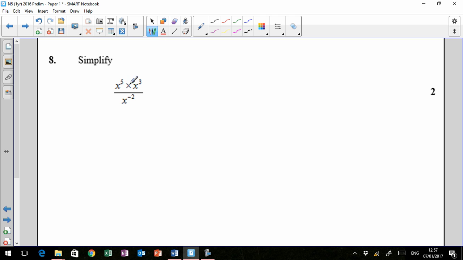Number 8, simplify. Firstly, you need to simplify the numerator. Okay, x to the power 5 multiplied by x cubed. You're adding the powers, so that's going to become x to the power 8 divided by x to the power negative 2. Then when you're dividing with the same thing with powers, you subtract the powers. So 8 subtract negative 2 is 10. So it's x to the power 10. Marking for this, you're going to get 1 mark for getting the x to the power 8 by adding your powers, and then the second mark for subtracting your powers correctly to get x to the power 10.